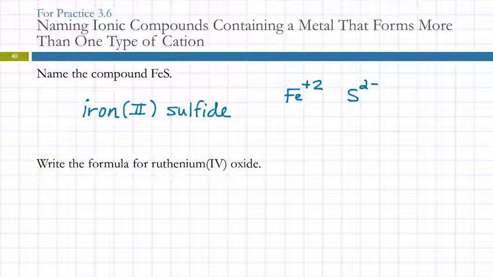Okay, let's write the formula for ruthenium-4 oxide. If you're a little rusty on your Roman numerals, you can Google those. What's the element symbol for ruthenium? Ru. What's the charge on a ruthenium ion? We don't know from the periodic table. We do know from the name. 4+. And oxide is oxygen. What's the charge on an oxygen ion? 2-.